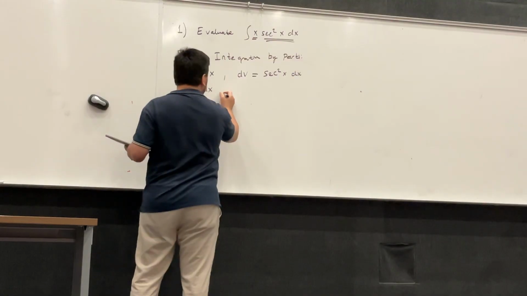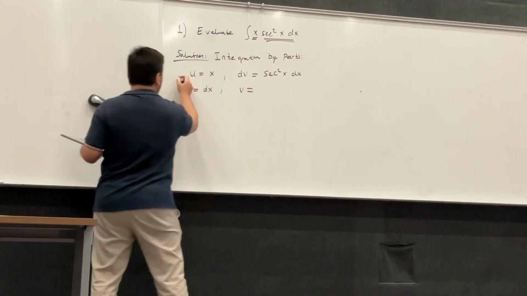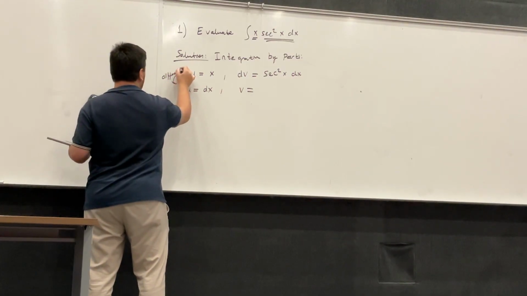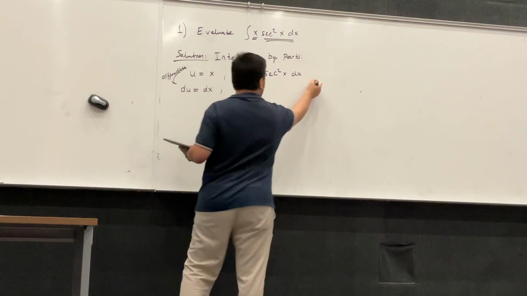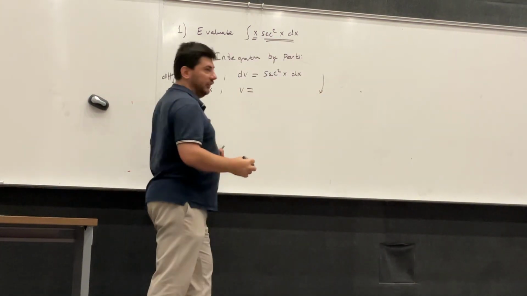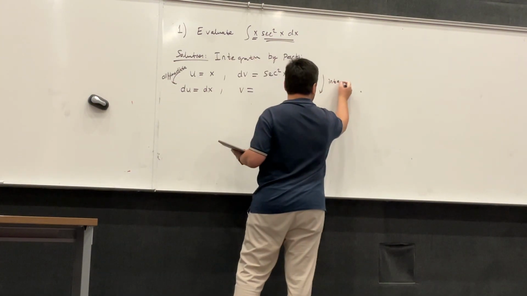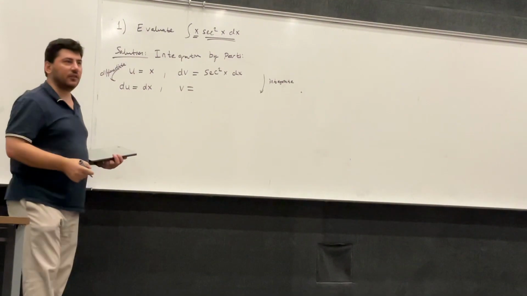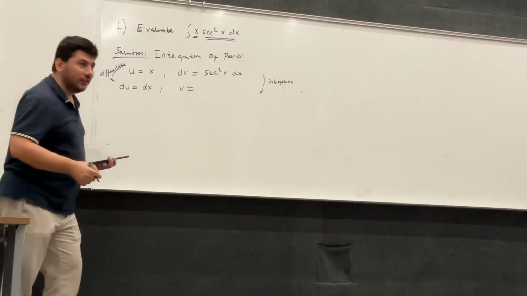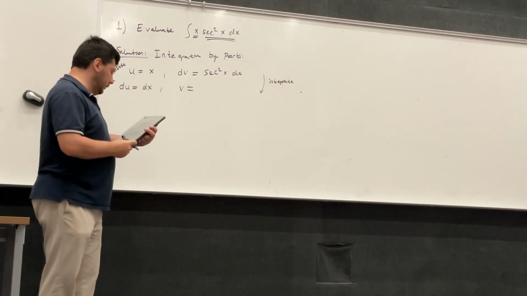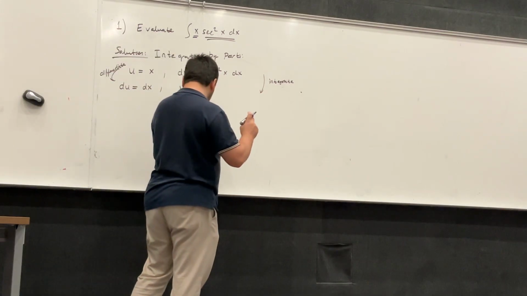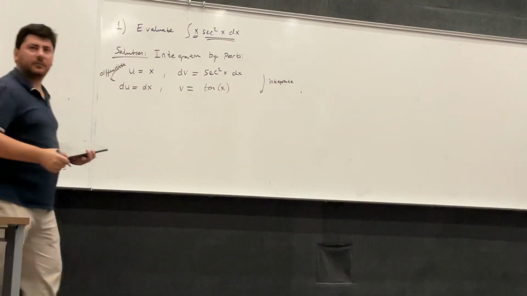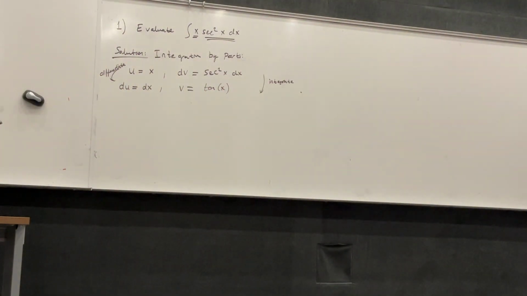What do I do to find v? From here to here, differentiate. From here to here, what do we do? Integrate. What's the integral of secant square? Tangent? No, it is tangent plus x? Am I right? No. Because the derivative of tangent is secant square.